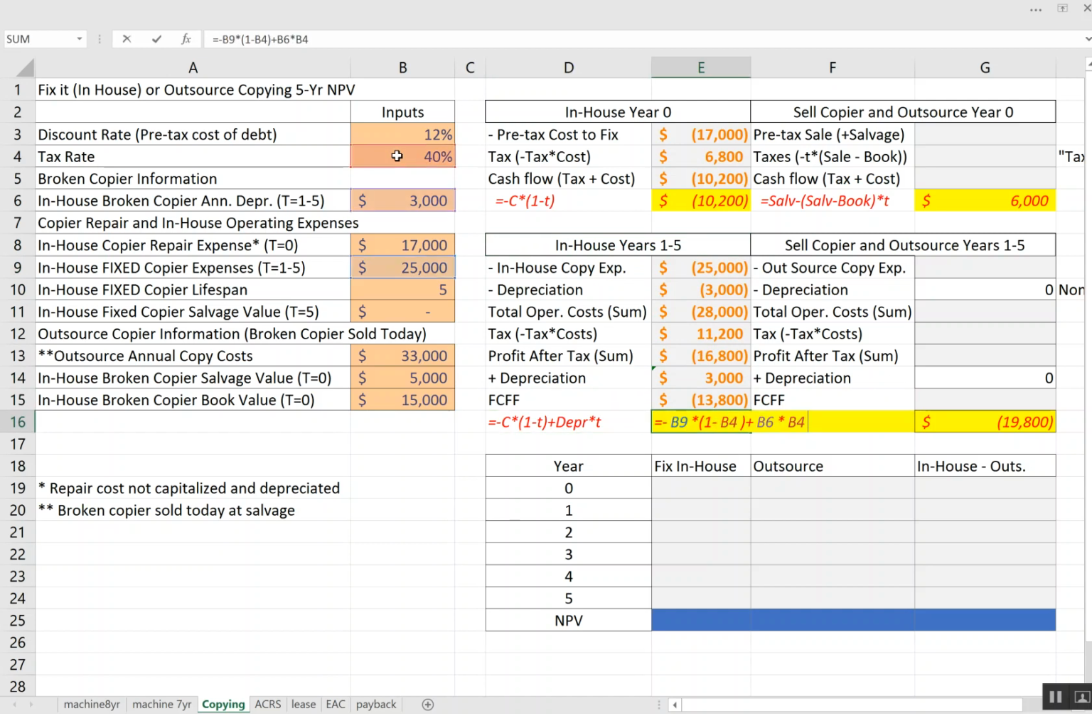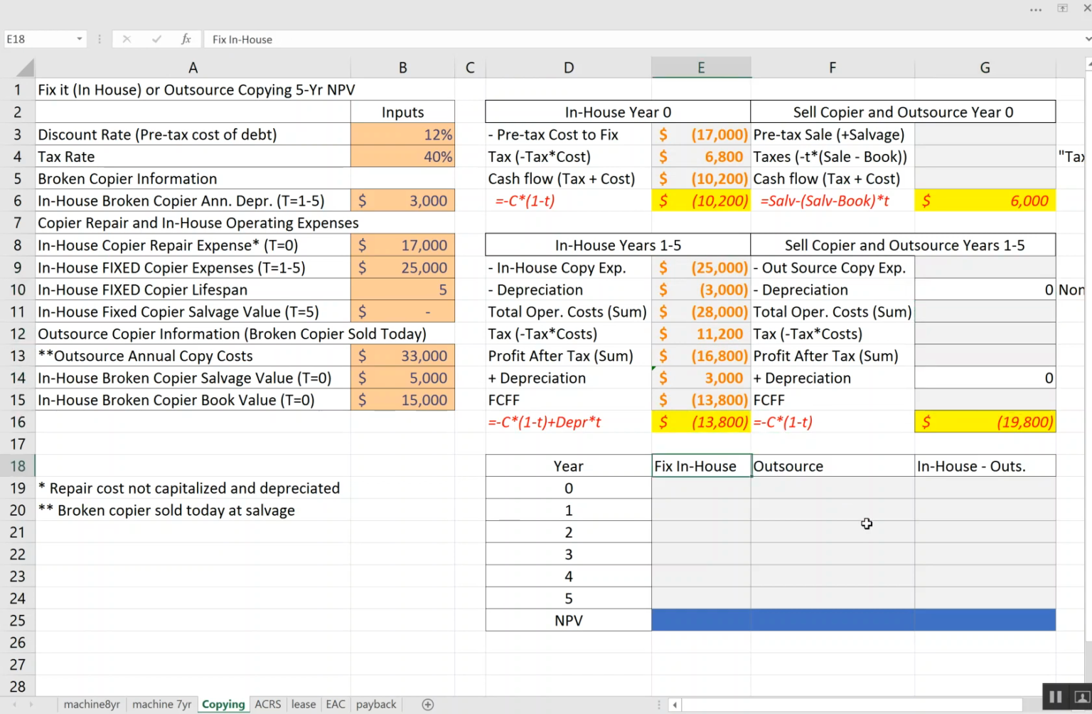Now I could have done this all in one step instead of doing all these numbers. I could have just taken my $25,000 times 1 minus the tax rate, plus the depreciation tax shield, depreciation times tax, and I would have gotten the same number. So this is a shortcut method. You don't always have to replicate an income statement and then a free cash flow statement. All you need to do is take your after-tax cost and add the depreciation tax shield.